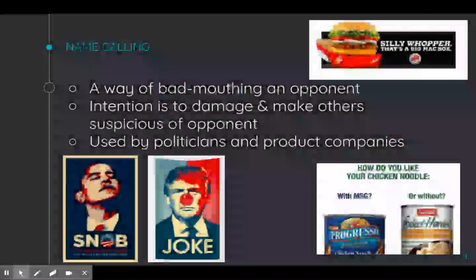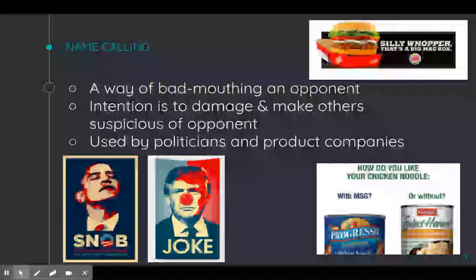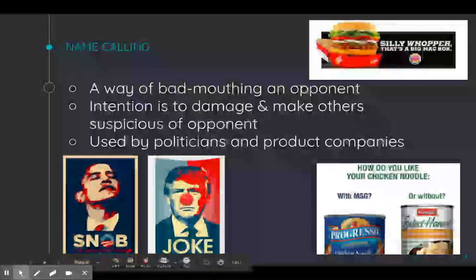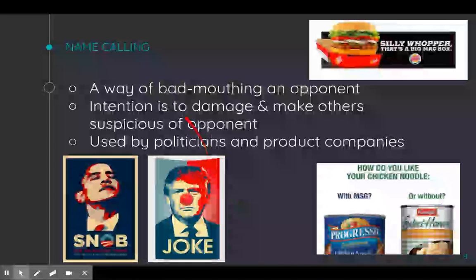So the first one is name calling. It's a way of bad mouthing an opponent. The intention is to damage and make others suspicious of the opponent, and this can be used by politicians and product companies. So here you've got two variations on the same style of poster. This was a poster that was originally made with Obama's image, and it said hope at the bottom. But you can see that some people, maybe who didn't share Obama's ideology, changed it, and it says snob. And then you can see here another example, someone who maybe doesn't share Donald Trump's ideology, and they have put joke on it. So we're name calling here, right?